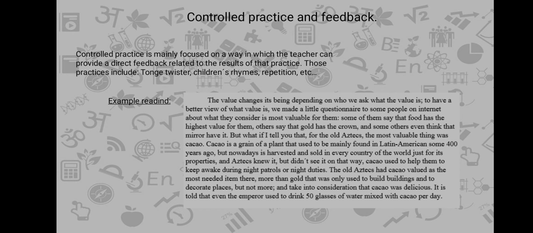Controlled practice and feedback. Controlled practice is mainly focused on a way in which the teacher can provide direct feedback related to the results of the practice. Those practices include tongue twisters, children's rhymes, repetition, etc. Here, we have a reading to evaluate how the students pronounce words while they are reading a specific text. So, students are going to read this paragraph and the teacher is going to give feedback after they read.